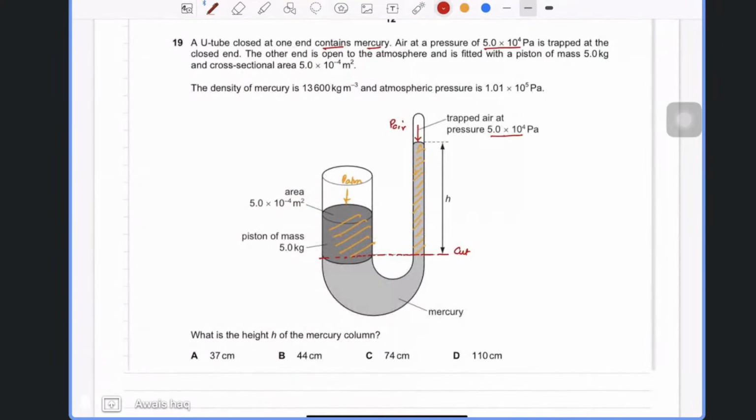Do you guys understand this? Now what you're going to do is you're going to make an equation. So on that side you have atmospheric pressure plus the pressure due to the mass equals to, on the other side, on the right side, you have pressure of air plus the pressure of mercury. Do you guys agree?